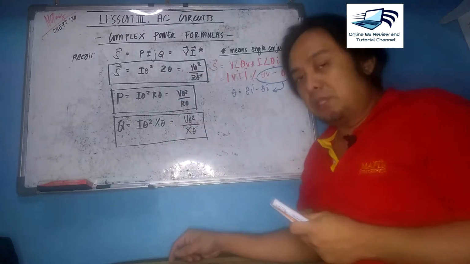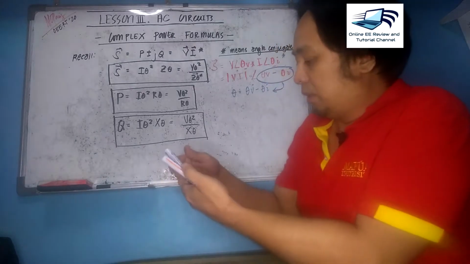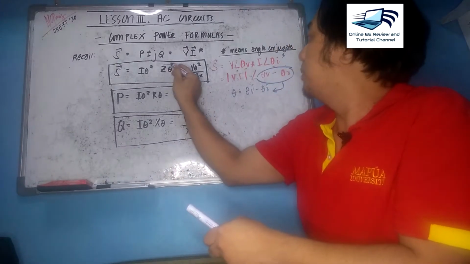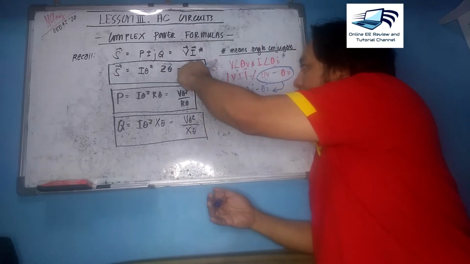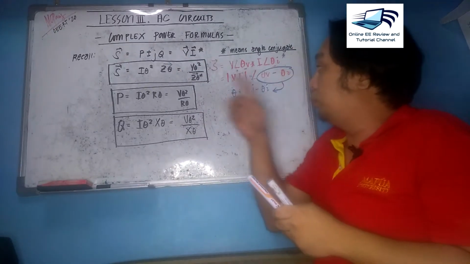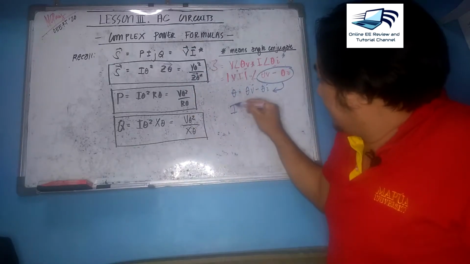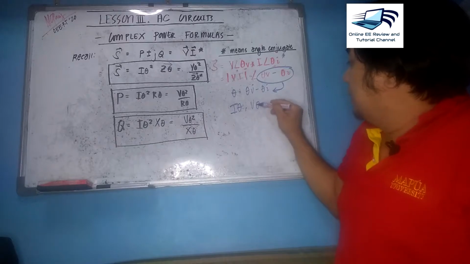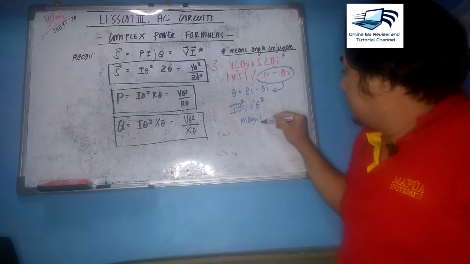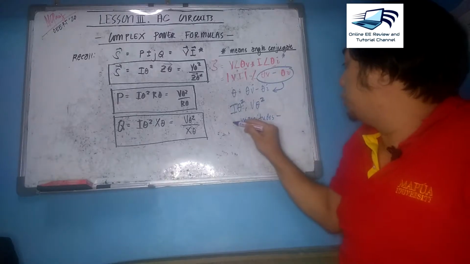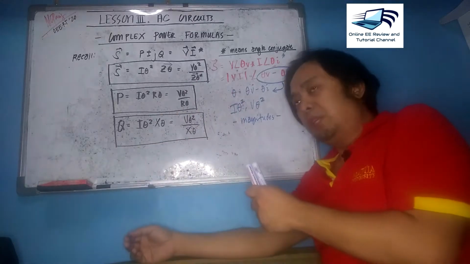Okay, the other formula is straightforward. You can get S as I squared times Z, where Z here, please take note, must have an arrow sign, or V squared all over Z conjugate, where the arrow sign means a phasor. Please take note that the I and the V, which are squared, are magnitudes. It will be the same thing for P and Q.